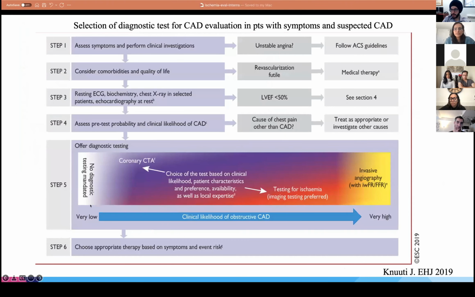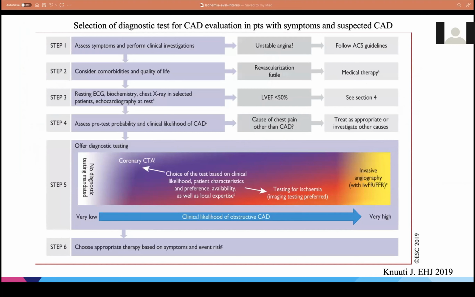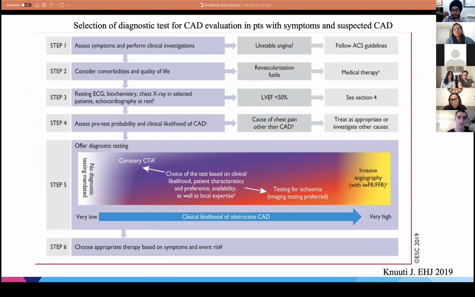All right, so this is what the guidelines recommend. So you first look for symptoms and look for the other clinical information that you have available, including cardiovascular risk factors, type of symptoms, ECG, anything else that you have. And then based on that, make a determination. Is this patient really unstable? Then you follow your acute coronary syndrome guideline and send the patient to the ER. You don't really need to do anything else.